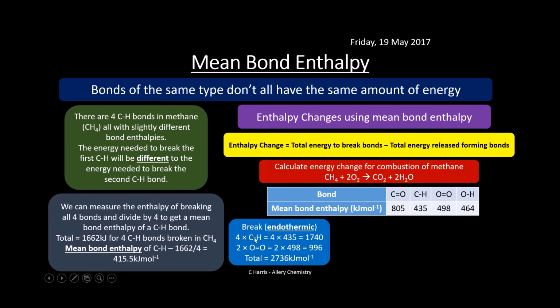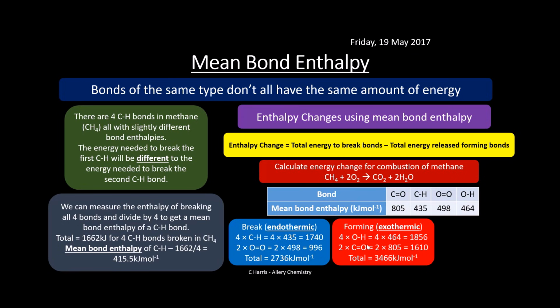So we literally just do 4 times CH, so it's 4 times 435, which is 1740, and 2 lots of O double bond O, which is 2 times 498, which is that one there, equals 996. Add them up and we get a total of 2736. Okay, so that's an endothermic process.